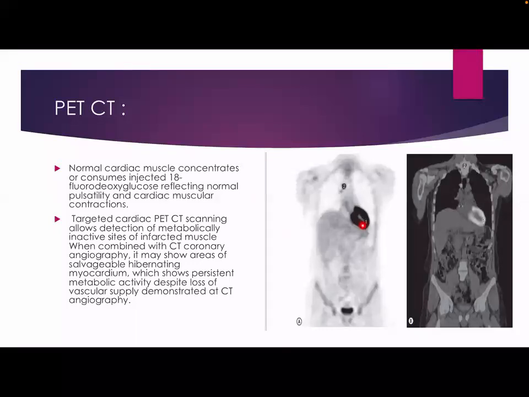This is the combination of PET CT with CT scan. This is the normal cardiac uptake of 18-fluorodeoxyglucose, while this is the abnormal uptake by the right paratracheal lymph node.